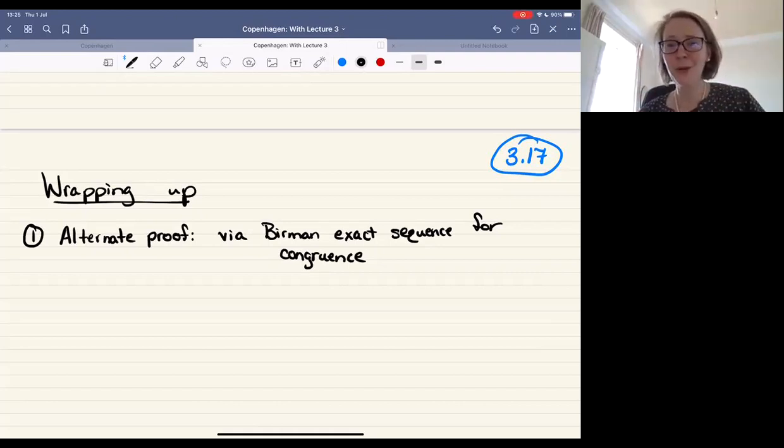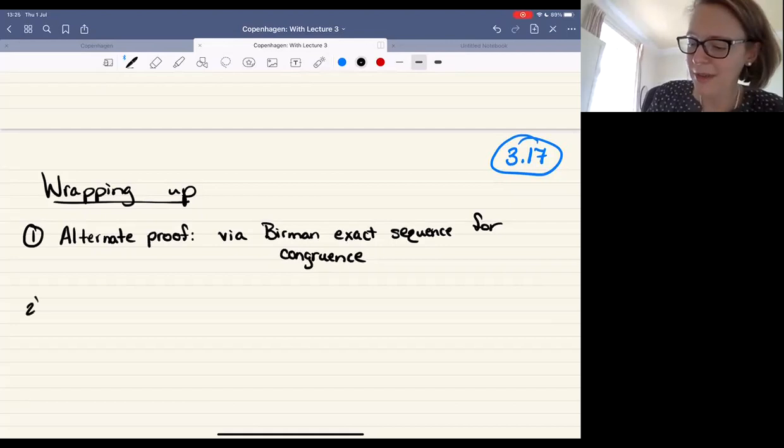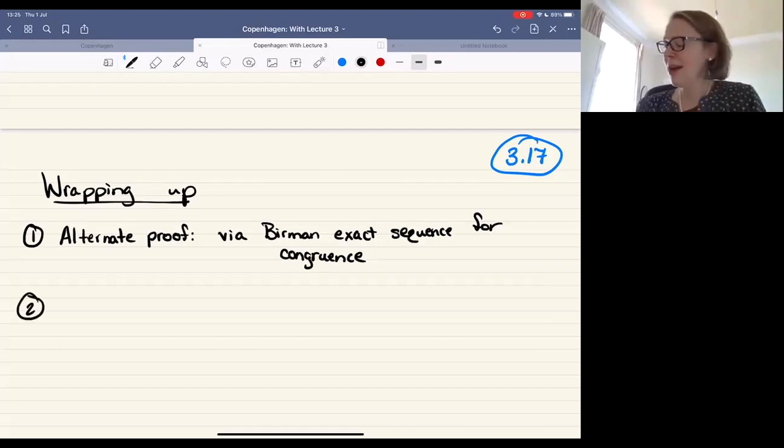I showed you how the main theorem derives from the easier theorem, and then you use the Berman exact sequence strategy to prove the easier theorem. So that easier theorem reduction is integral to both proofs. Okay, so that was really the first thing I wanted to say, just as a final remark here.